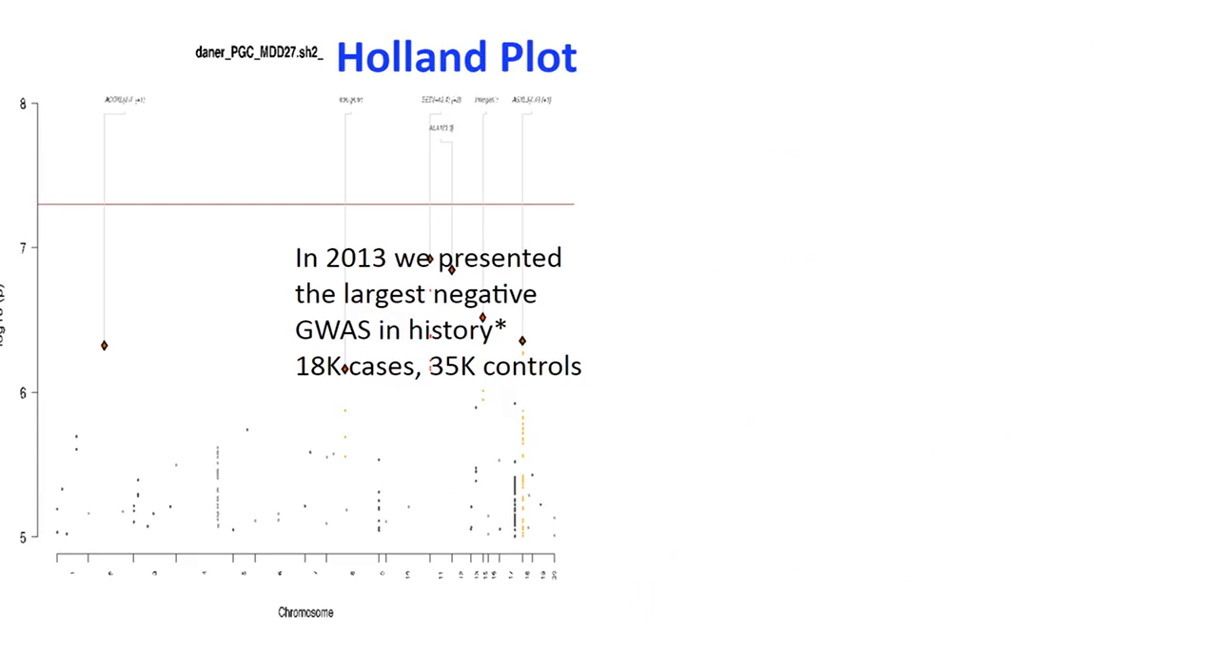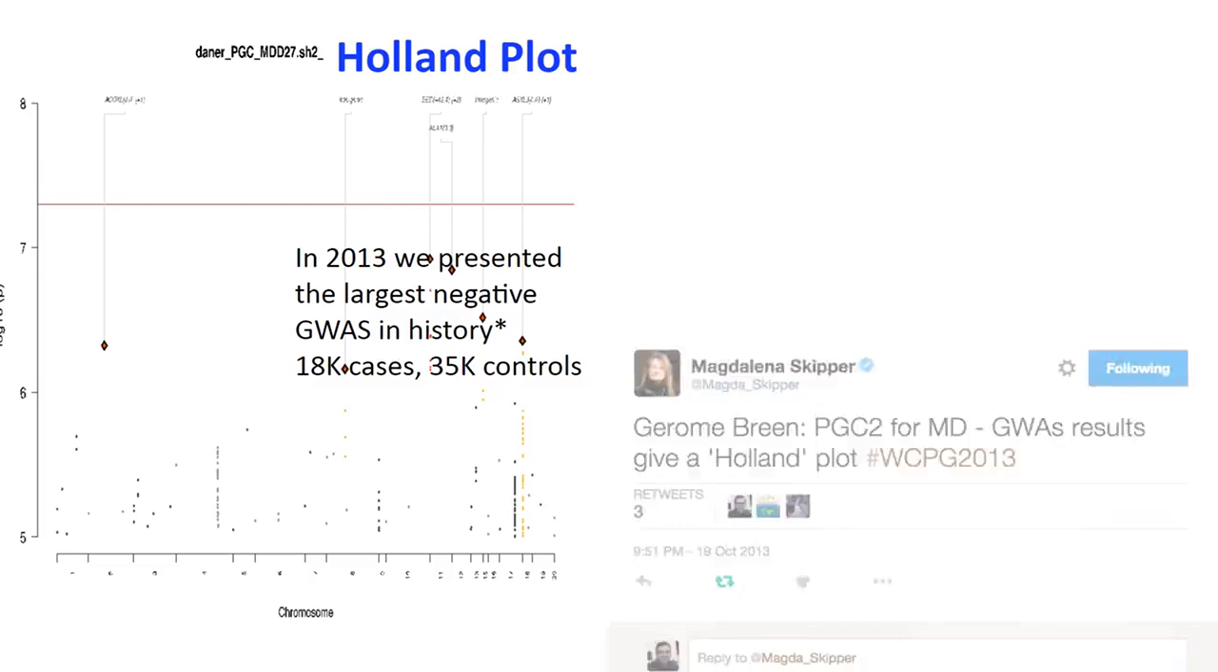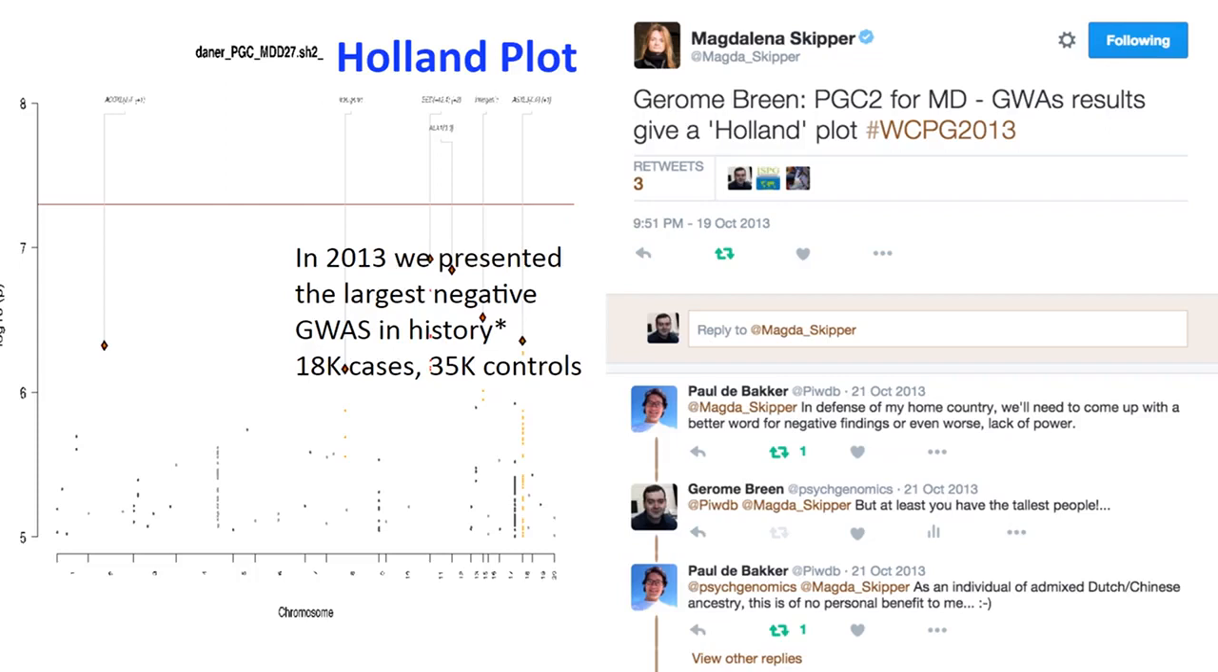We had a paper in 2011 that was then the negative GWAS. I got the short straw and managed to present what was then the largest negative GWAS in history at a conference: 18,000 cases and 35,000 controls, and we found nothing. The then editor of Nature Genetics, and now editor of Nature, liked my talk. They weren't going to publish the paper.